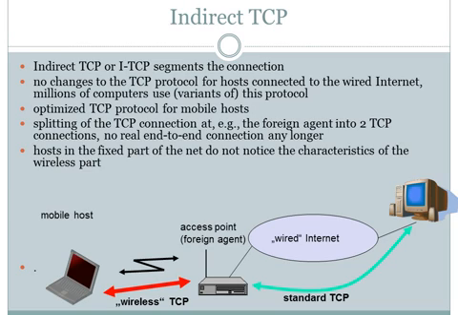So obviously there is no end-to-end connection from the fixed node to the mobile node. Actually there is one connection from the fixed node to the access point and another connection from the access point to the mobile node. But there is no direct connection between the fixed node and the mobile node.